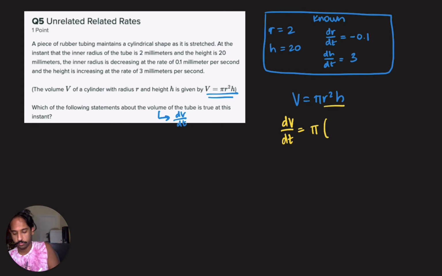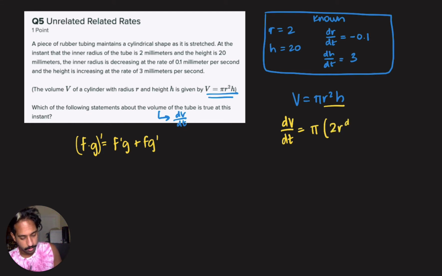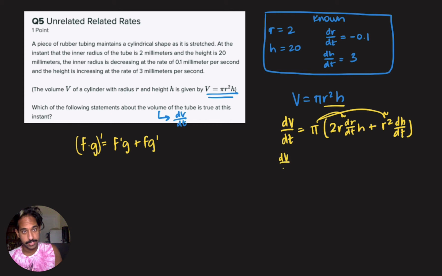We have to apply the product rule, which I'll remind us is f times g prime, that's going to be f prime g plus f g prime. This is our product rule. So we're applying that to r squared h. We want to find the derivative, so that's 2r dr/dt times h plus, we keep that r squared the same, now we find the derivative of h, which is dh/dt. All right, now I'm going to distribute this. And so we get dV/dt equals 2 pi r h dr/dt plus pi r squared dh/dt.